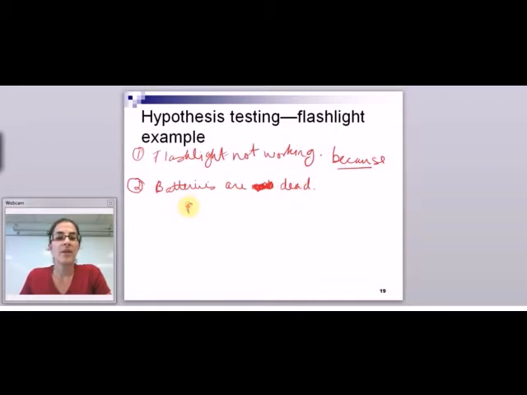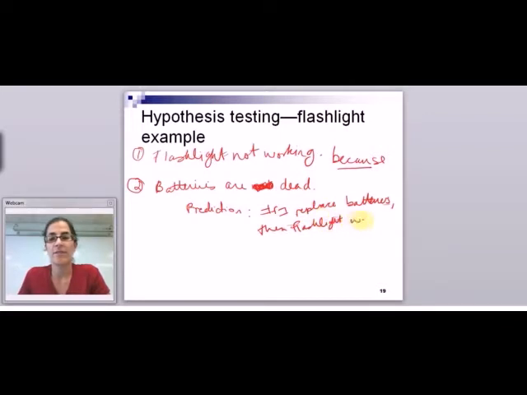So let's make a prediction now. So remember, if my hypothesis is specific enough, I should be able to form a prediction that will lead me to a simple experiment. So my prediction then is that if I replace the batteries, then the flashlight will work. Right? Simple enough. So that prediction leads me directly to my experiment.